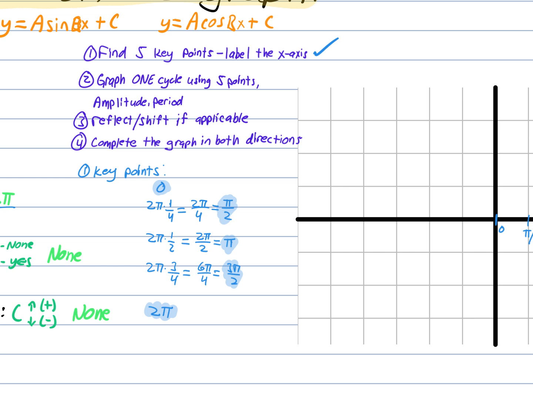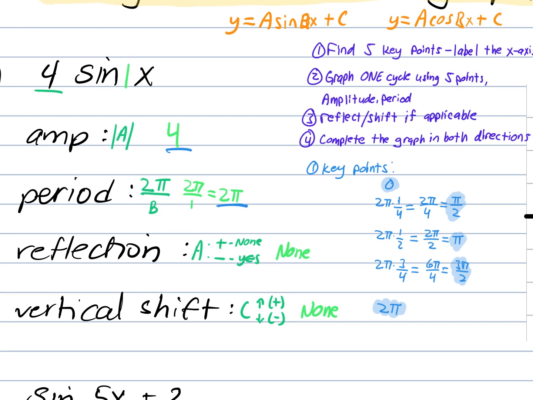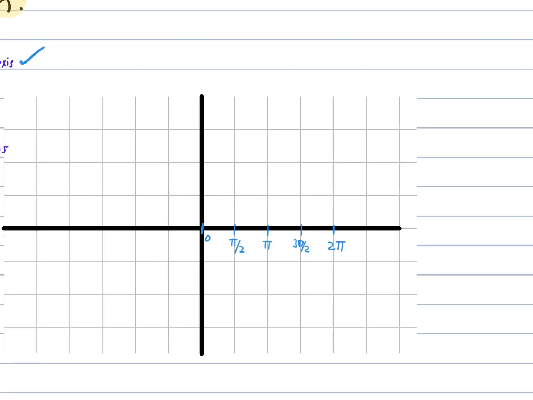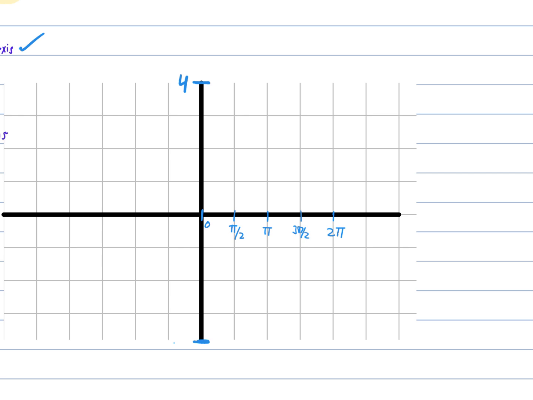And then I want to use the 5 points, the amplitude and the period, to graph one cycle. Keep in mind our amplitude is 4, our period was 2 pi, and our 5 key points we already labeled on the axis. If our amplitude is 4, that means it's going to go at its highest 4 units and at its lowest 4 units. So it's going to look something like that.